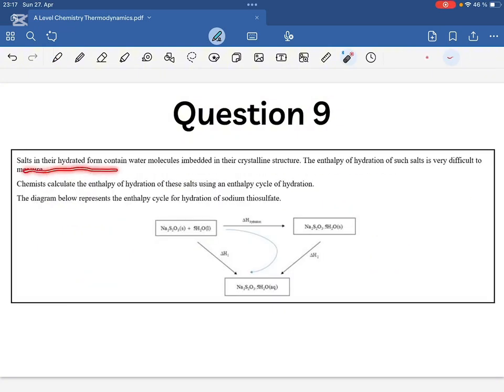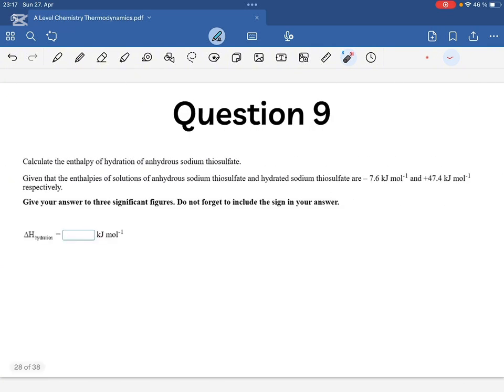Salts in their hydrated form contain water molecules embedded in their crystalline structure. The enthalpy of hydration of such a salt is very difficult to measure. Chemists calculate the enthalpy of hydration of these salts using an enthalpy cycle of hydration. The diagram below represents the enthalpy cycle for hydration of sodium thiosulfate. And the question was, calculate the enthalpy of hydration of anhydrous sodium thiosulfate.